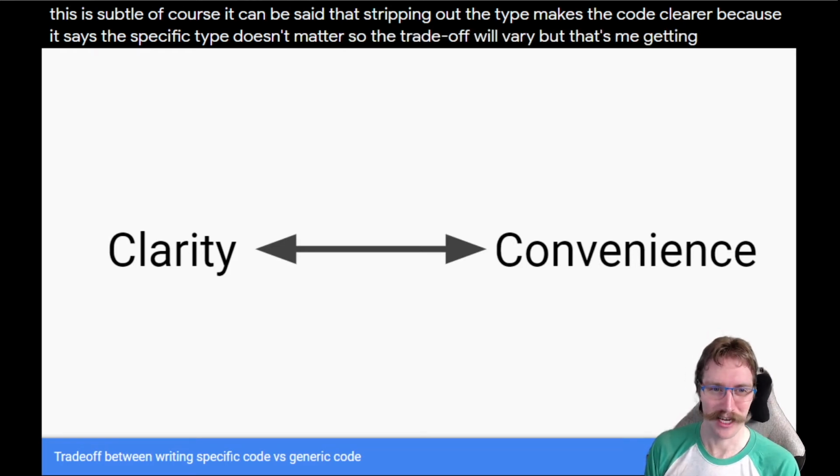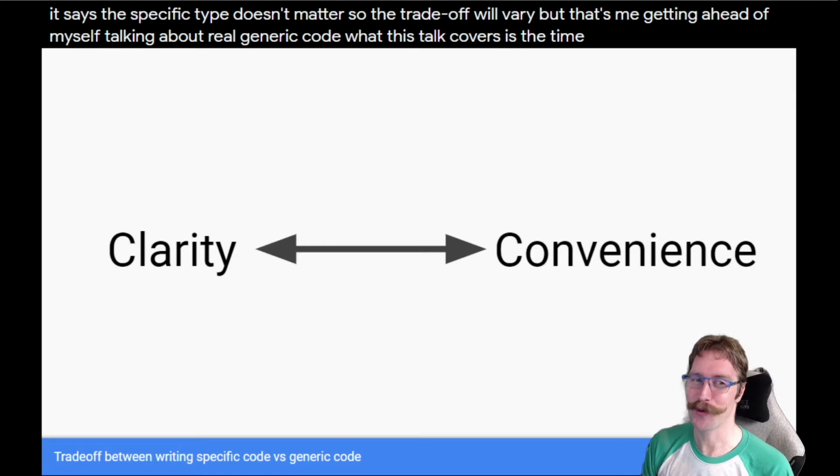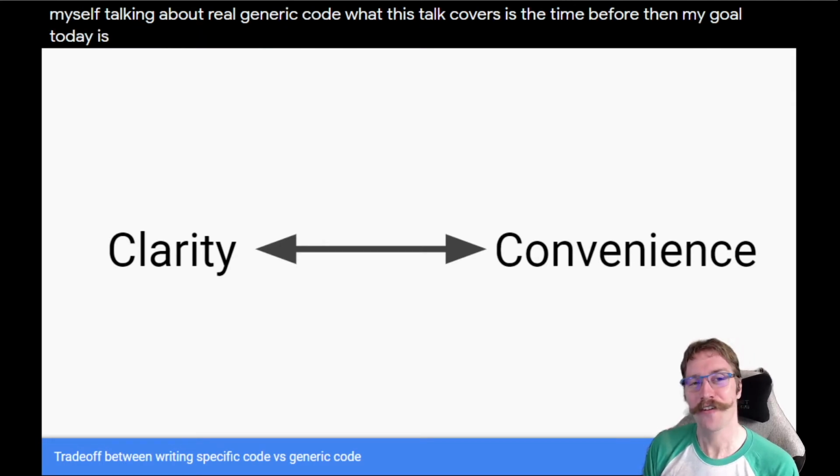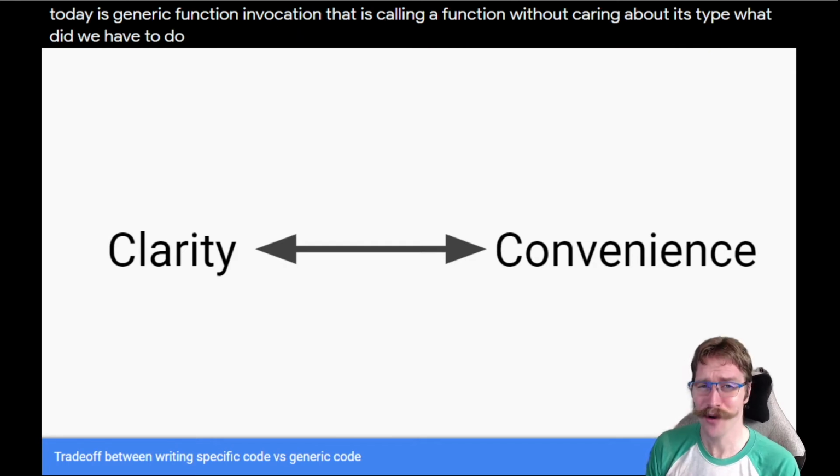But that's me getting ahead of myself, talking about real generic code. What this talk covers is the time before then. My goal today is generic function invocation. That is, calling a function without caring about its type. What did we have to do? And post-generics, can we do better?